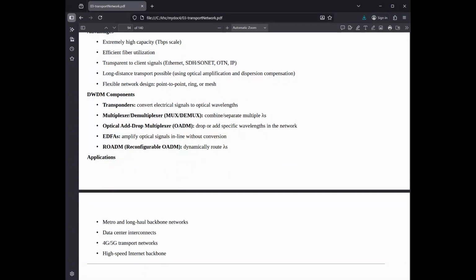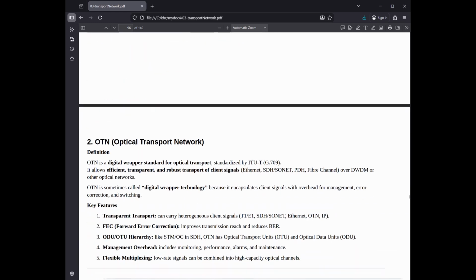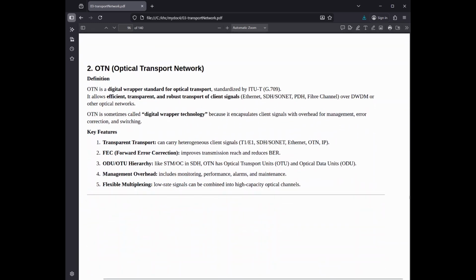selectively picks signals for local use. Demultiplexer, demux: highway off-ramp, separates colors back to individual fibers. OTN, Optical Transport Network. OTN is often called the digital wrapper. While DWDM provides the lanes of light, OTN provides the shipping containers that sit inside those lanes.